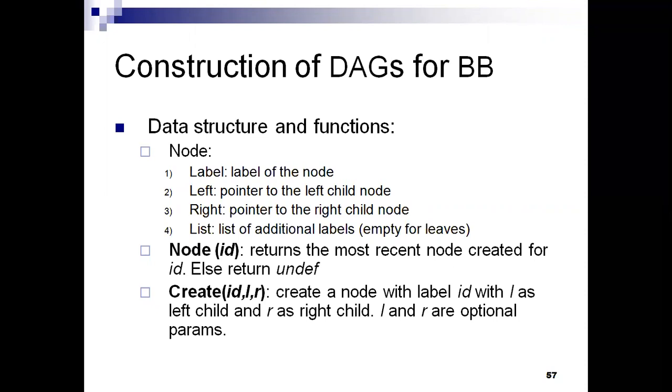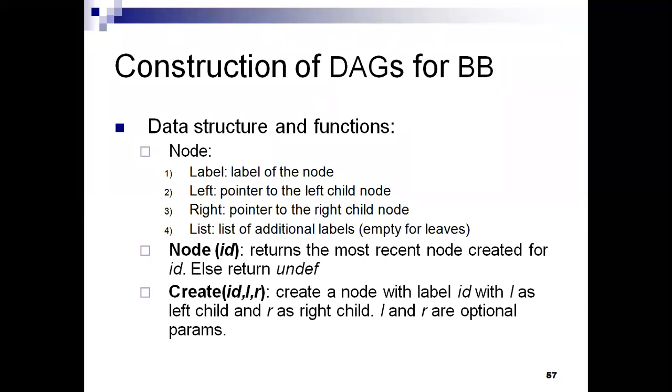What it means is it consists of three parameters: the first one is an identifier, the second one is a left, and the third one is a right. What we're doing with this function is creating a node with label ID, with L as a left child and R as a right child. These L and R are optional parameters, right?